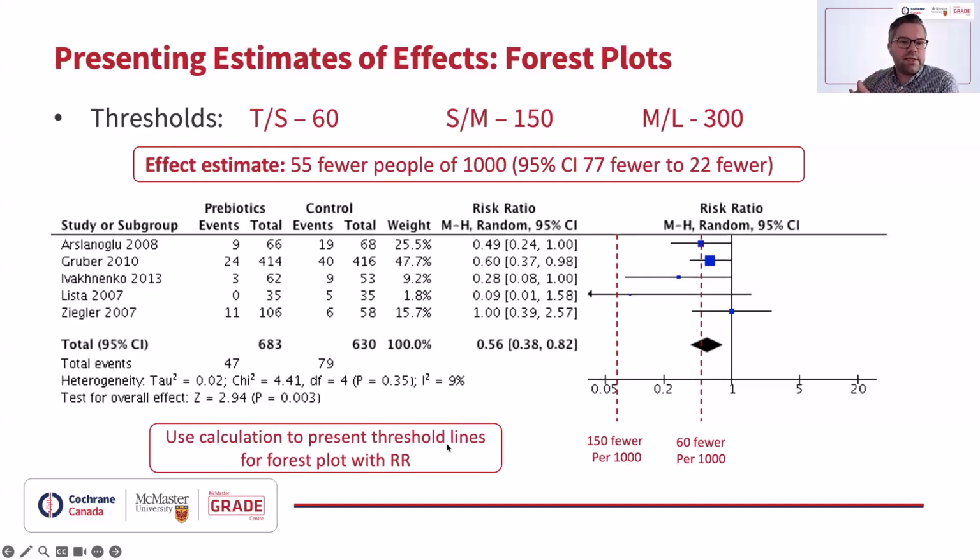And if you do the calculation to present the threshold lines for the forest plots with the relative risks, you can see, for example, that a risk ratio of 0.09 is about 114 fewer events per 1,000 people. So all of the studies here are in the range of trivial or small effects. And likewise, our pooled effect here, 55 events fewer, does not reach our threshold of a small effect. So it is considered trivial to no effect. And here, for our determination of the effect size, we are using the point estimate.